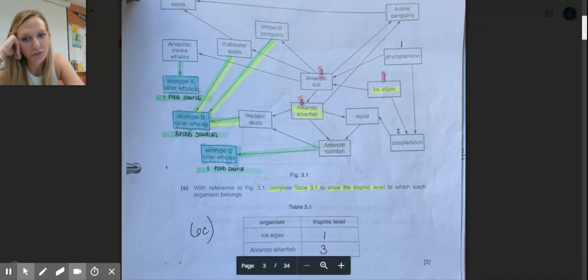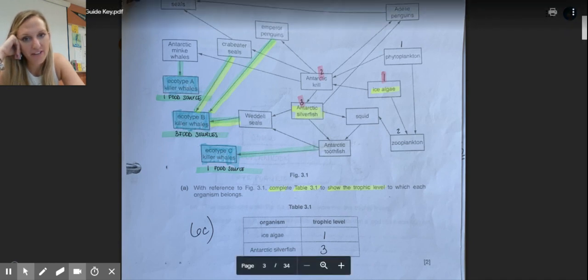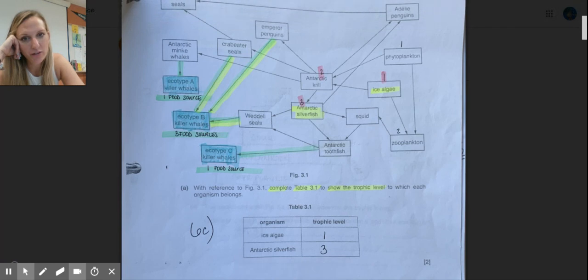The Antarctic silverfish. So ice algae gets eaten by krill, which puts the krill at trophic level 2. It's a primary consumer. And then your silverfish eats the krill, and so that's going to be a secondary consumer or your third trophic level.